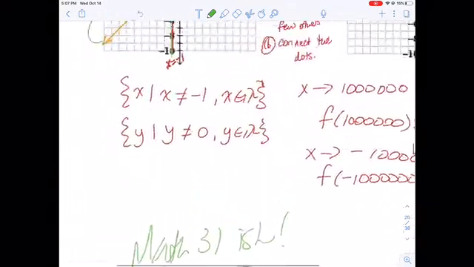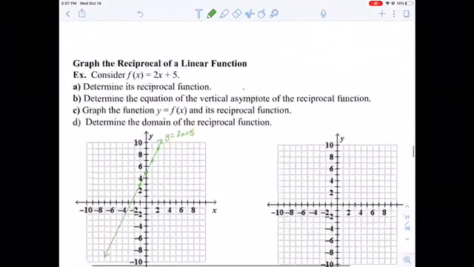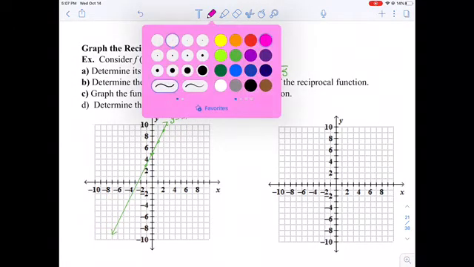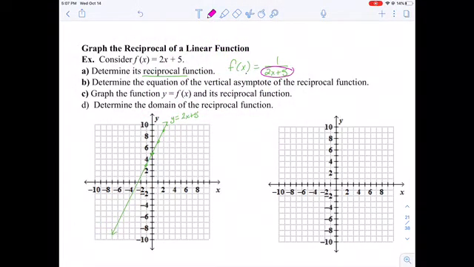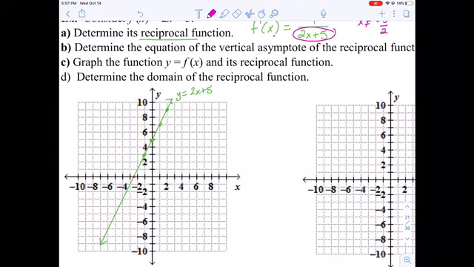Now, what did I say my steps were? Graph the original function, find the x-intercepts. Well, let's find the reciprocal function first. f of x is 1 over 2x plus 5. There's our reciprocal function. And right away, if I look at my denominator, I know my NPV: x cannot equal negative 5 over 2, or negative 2.5. And lo and behold, that's where my x-intercept is, at negative 2.5.